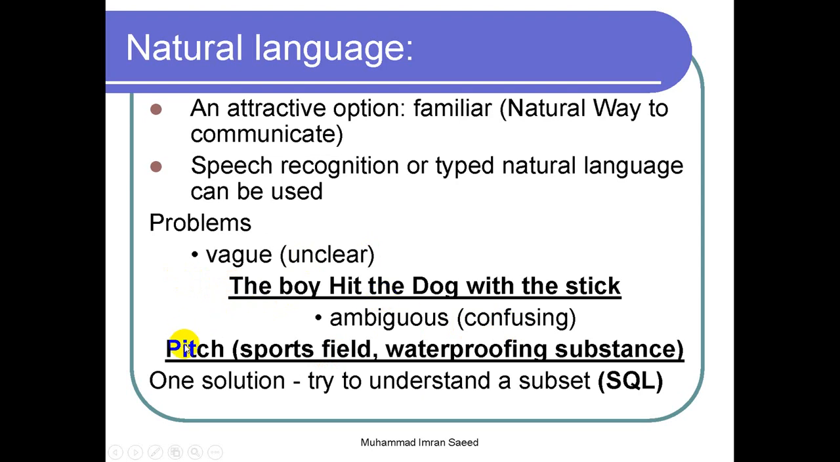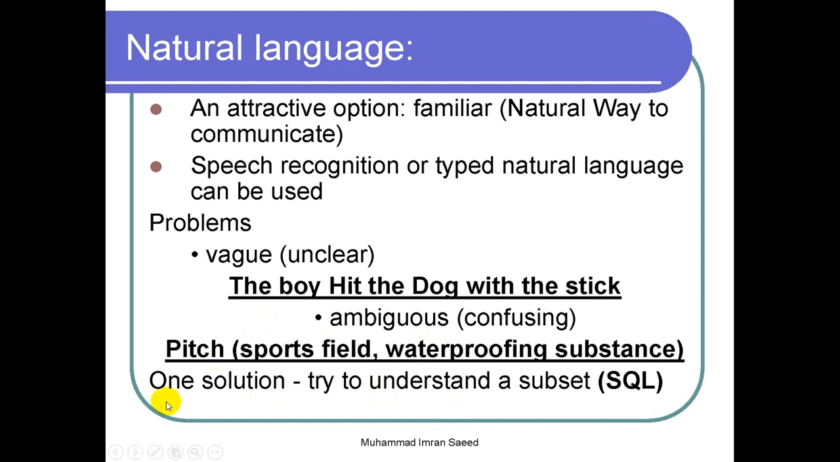Similarly, it gives us different words that have the same sound, and that can create a problem. For example, pitch is the sports field, the cricket pitch. Then pitch is also a waterproofing material. So here we have some issue of understanding those. Although now computer science has emerged and reached a point where AI has provided knowledge to the computer, not complete, but to the extent that it can be, so now the computer can understand easily.